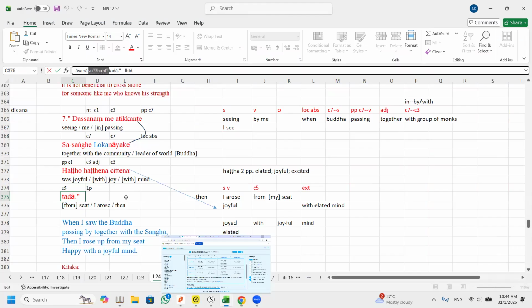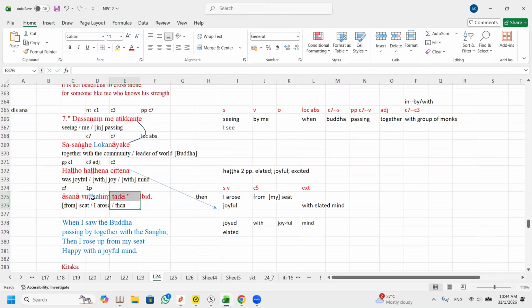So this will form subject verb: I arose. Can you see this one, asana? That means in this case it is ablative: I arose from my seat. From the seat, or from my seat, because I'm sitting. From the seat or my seat is okay, it's up to you.